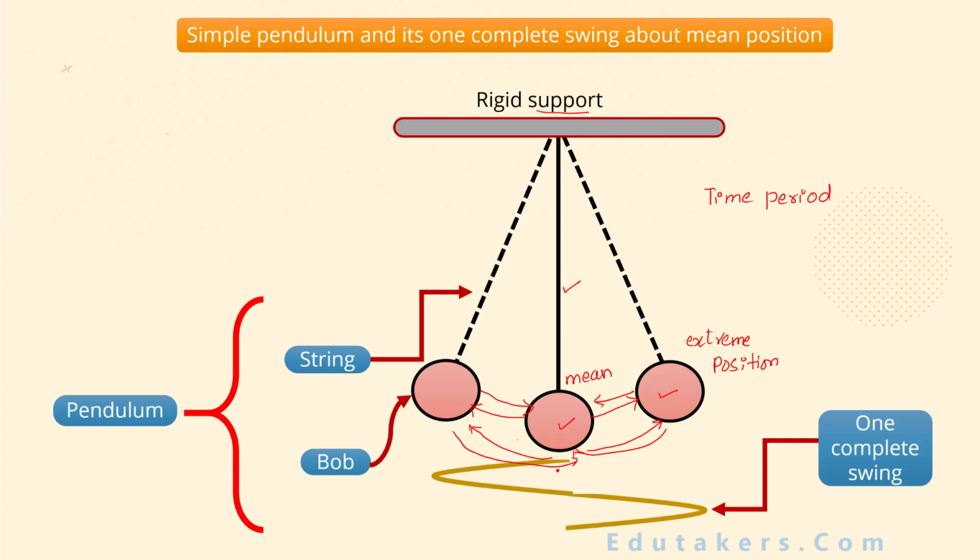this whole journey is called one complete swing, which is also given here. One complete swing, oscillation or vibration, all of these are the same terms.